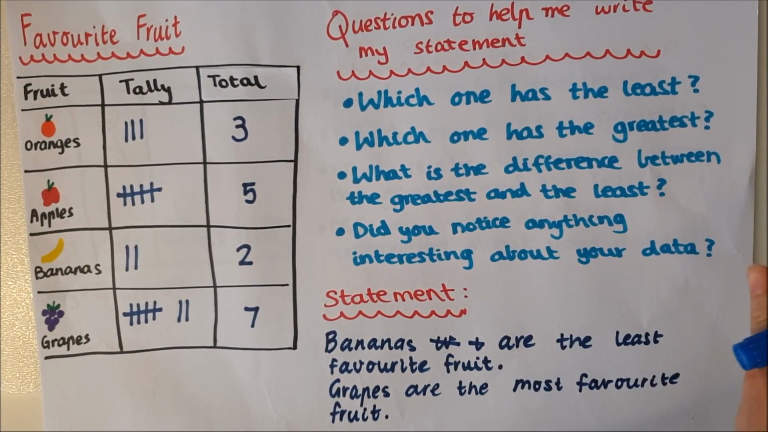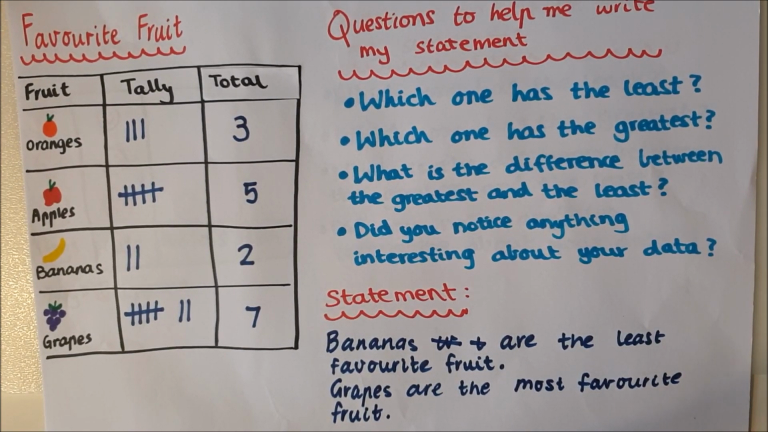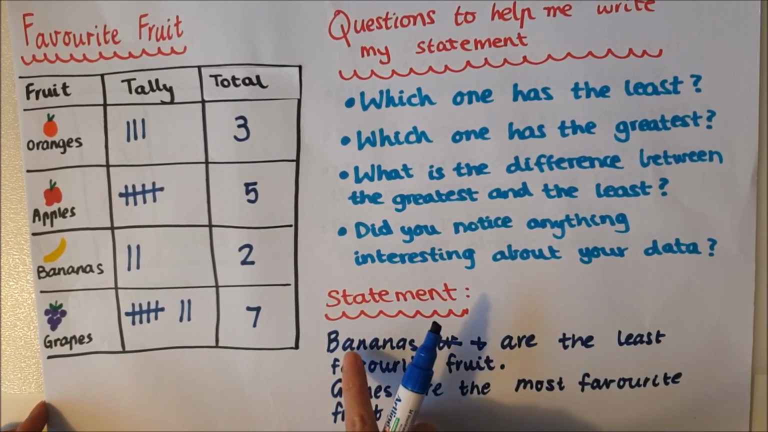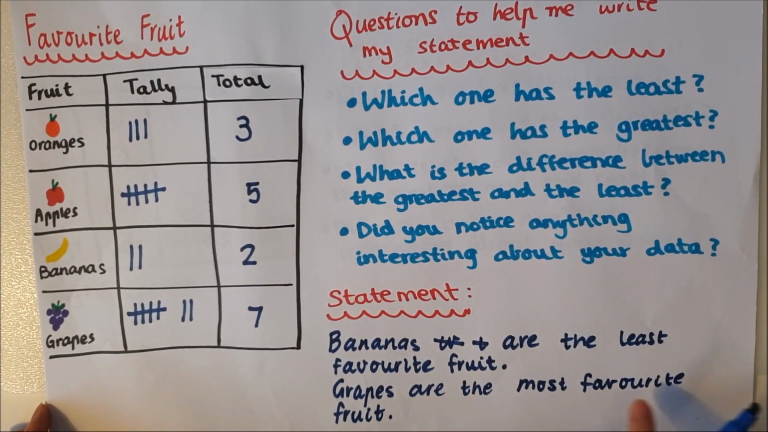That is a level 1. So just using the first 2 questions to create my statement. Bananas are the least favorite fruit and grapes are the most favorite fruit.